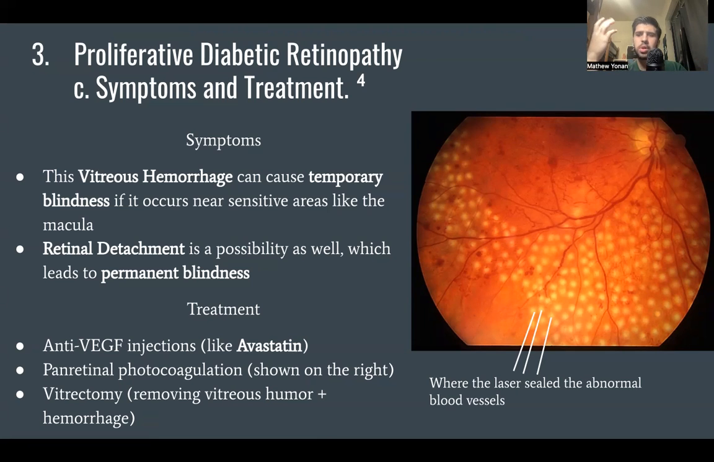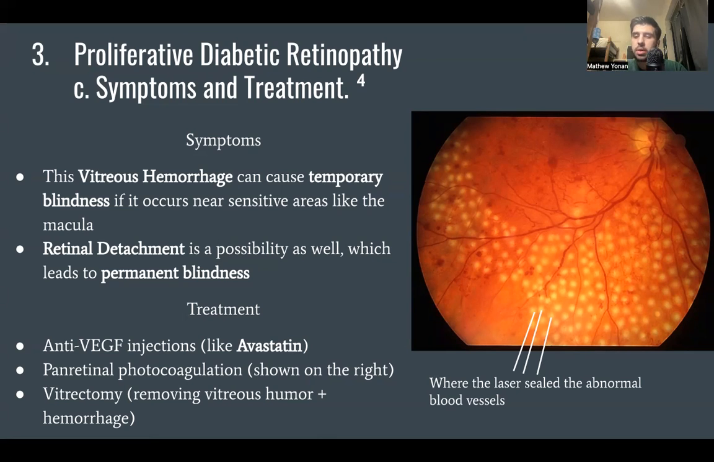So what is the treatment? What are the procedures that we need to do to help patients who have this, right? There are anti-VEGF injections like Avastin. If you remember, VEGF is what started this neovascularization in the first place. So if we inject something that would inhibit VEGF, then we wouldn't have the neovascularization, right? And then we have panretinal photocoagulation, which is similar to laser photocoagulation, except this time we're getting rid of the abnormal blood vessels.